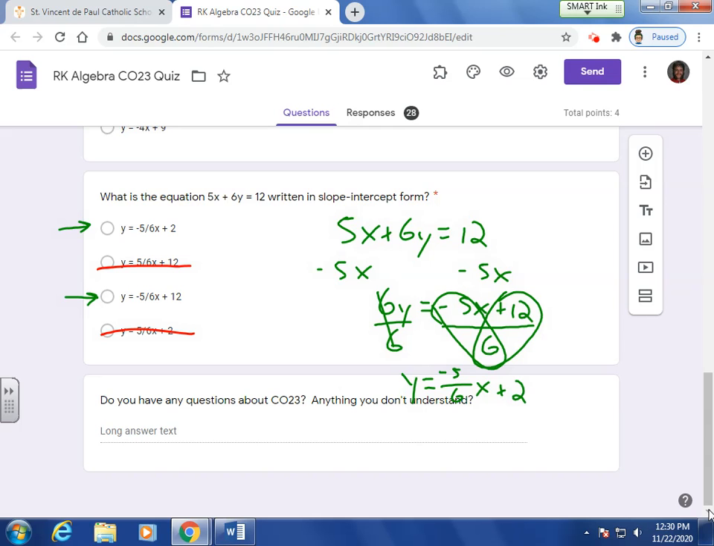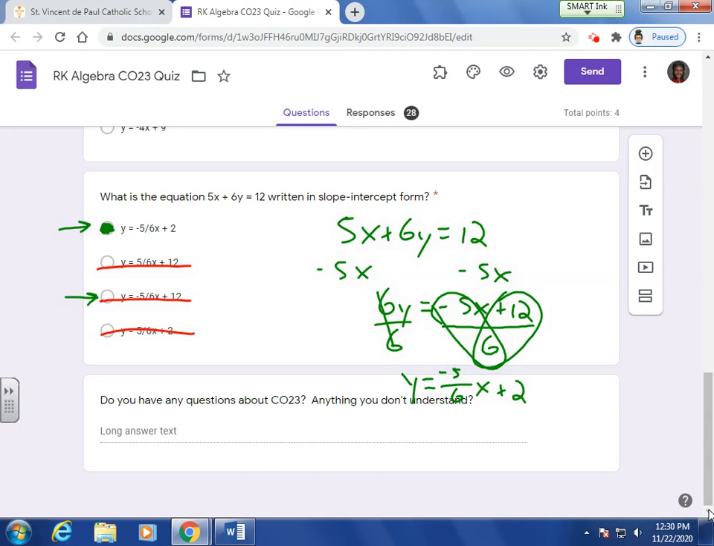And then, did you divide everything on the right side by 6 or just the negative 5? If you answered y equals negative 5/6x plus 12, you didn't divide everything by 6. If you answered y equals negative 5/6x plus 2, then you got it right, because that's the correct answer.